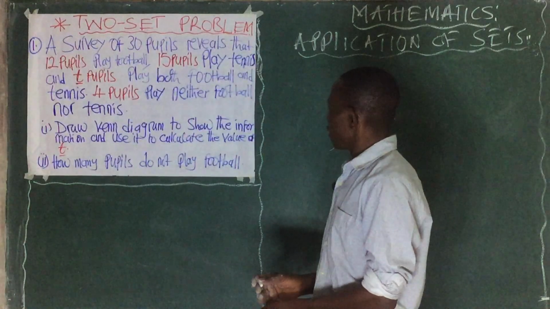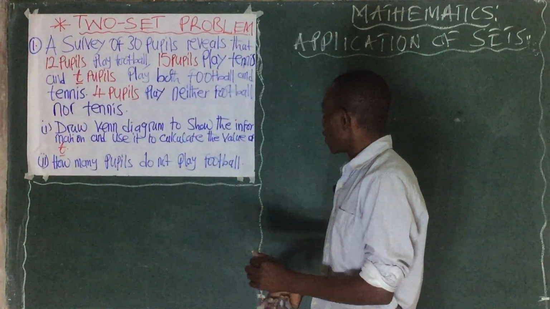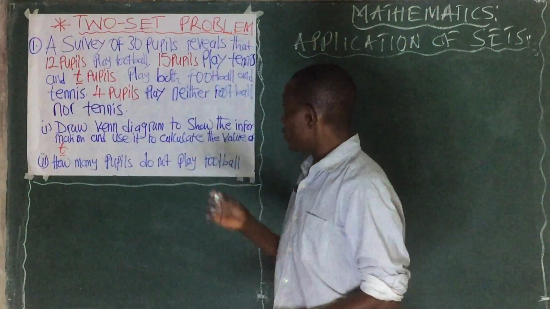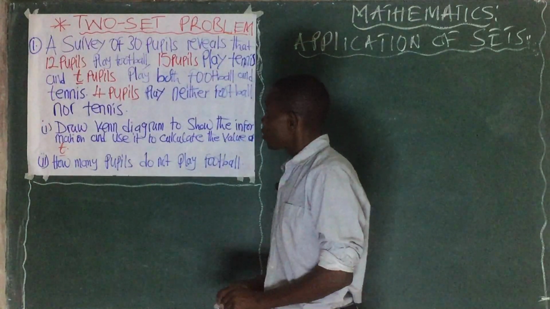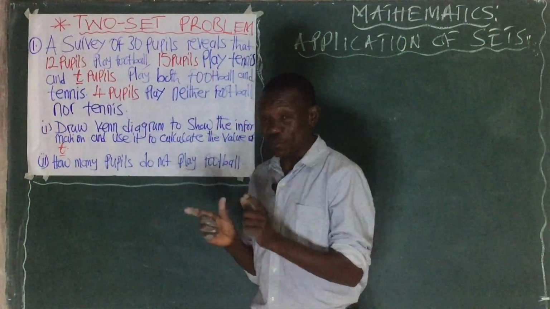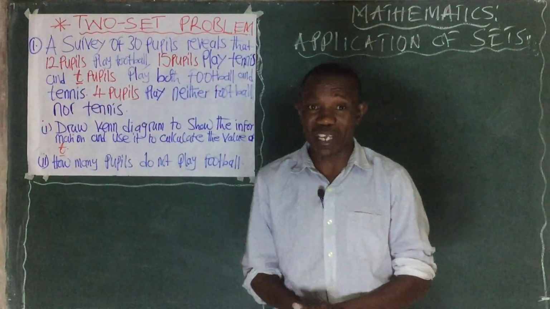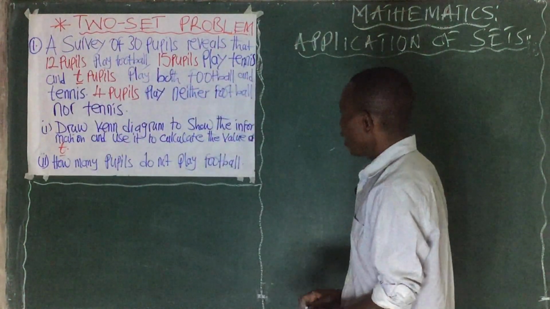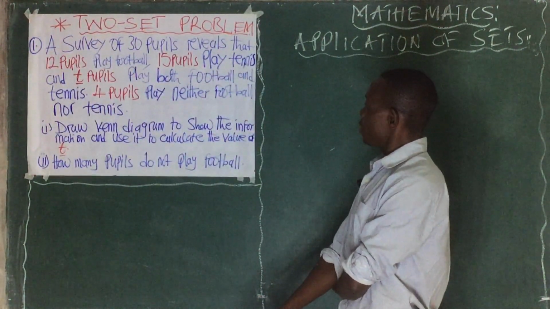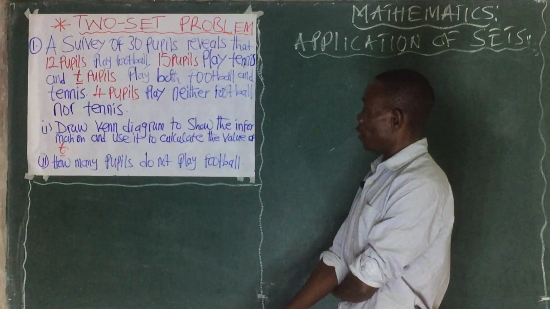Now we are asked to draw a Venn diagram to show the information and use it to calculate the value of T. Where T here shall mean those who play both games. They can play tennis and, at the same time, they can also play football. So now let's see how we can present the information in the Venn diagram.